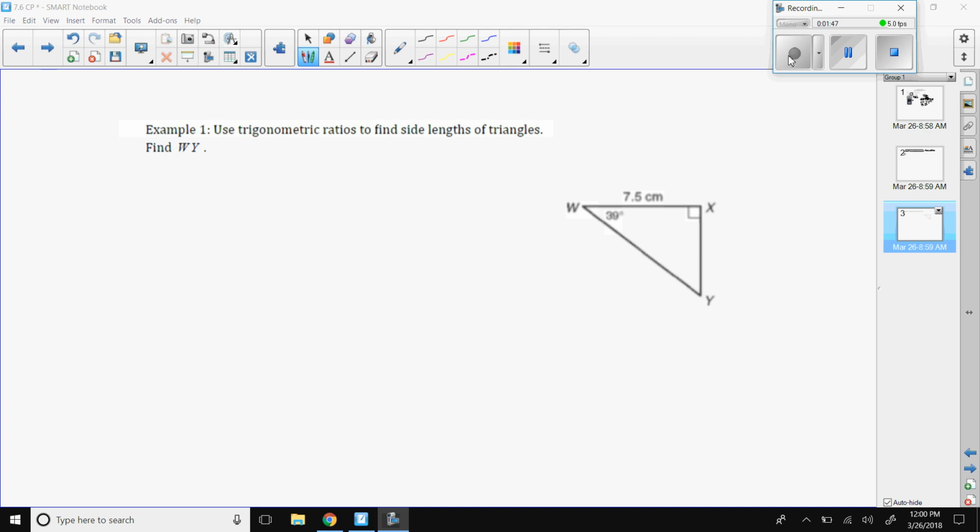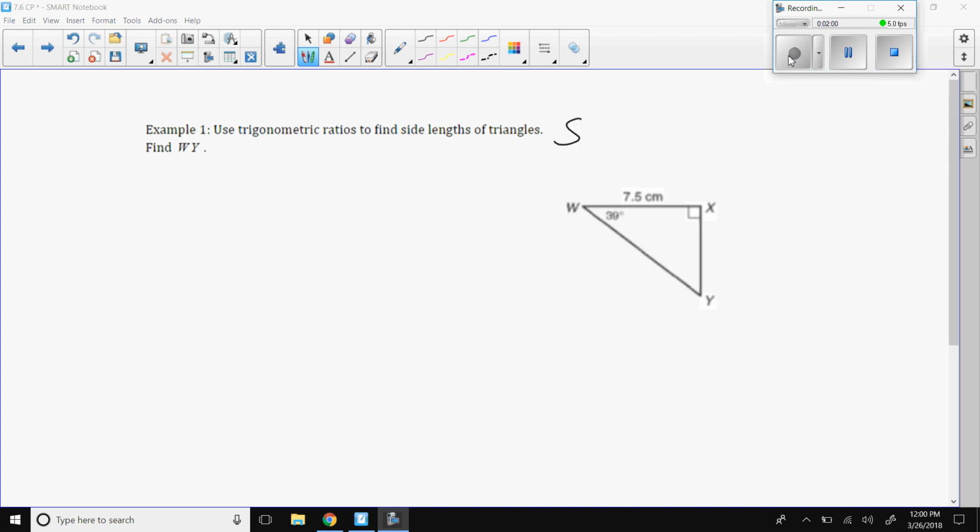Okay, now that you've checked your answers, we can look at example 1. You should have checked all those answers. Now we're looking at example 1, using these trig ratios to find the side lengths. We still need to remember SOHCAHTOA. I'm looking at angle W, so I know this is my adjacent side, I have my opposite side, and the hypotenuse. Those are important to me.